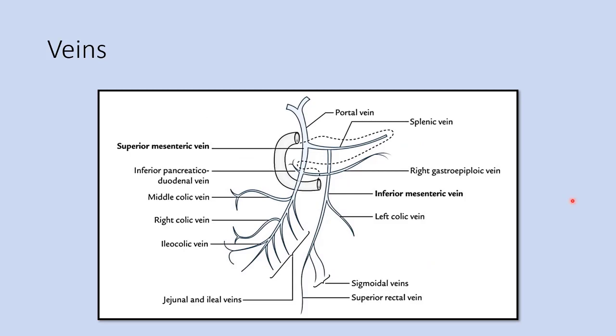Let us look at a little more detail. This is superior mesenteric vein and this is inferior mesenteric vein. This is splenic vein. Inferior pancreaticoduodenal vein drains into superior mesenteric vein. Along with that, right gastroepiploic vein is also draining into superior mesenteric vein. So you can see the tributaries of superior and inferior mesenteric veins here.